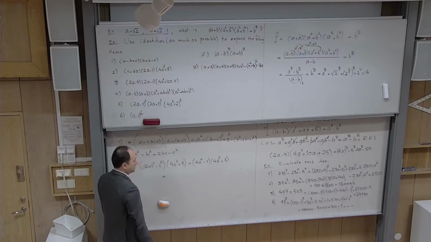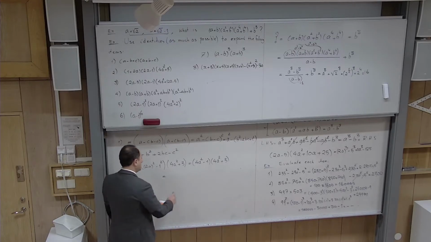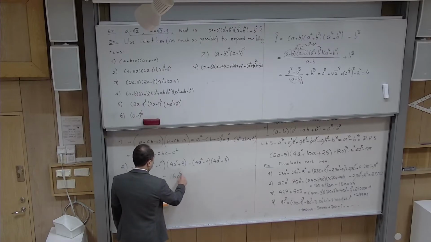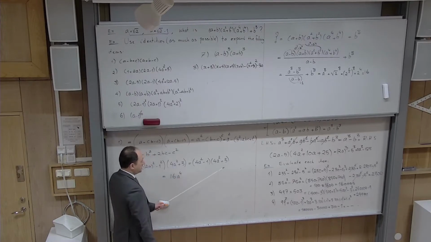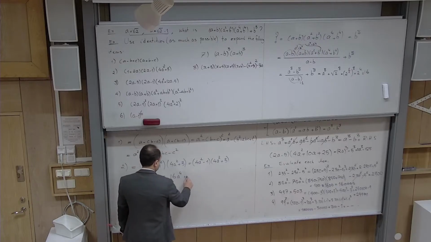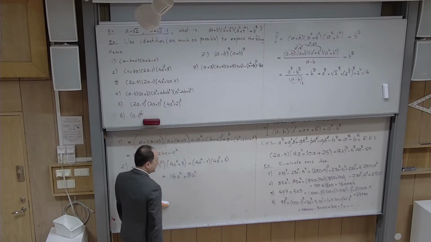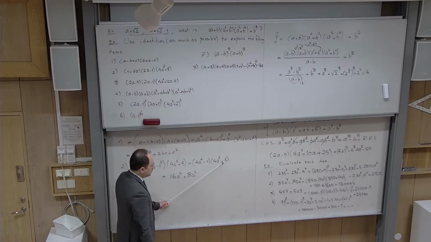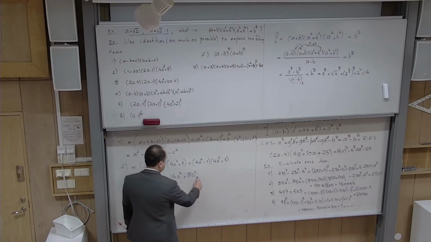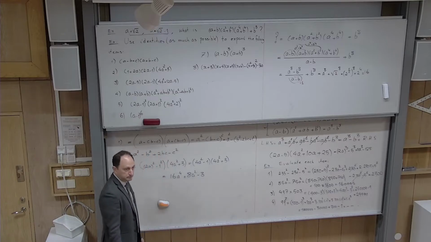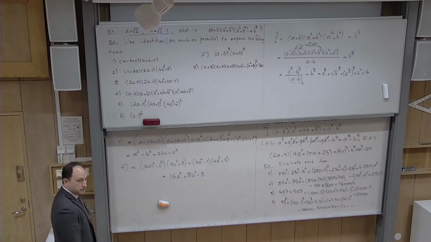That's the only reason that we learned that identity, to do things faster. So this one squared is 16a to the 4. And then you remember the sum of non-common ones, 3 and minus 1. If you add them, it becomes 2, and then multiplied by the common term, which becomes 8a squared. And finally, the product of non-common terms, which is minus 3. Yes? So that's it.